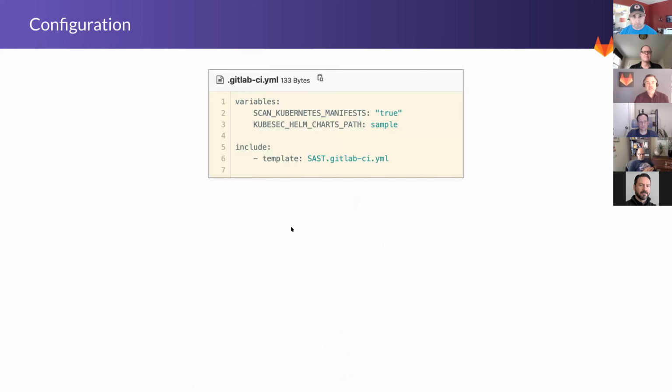Okay, how do you use it? GitLab CI YAML, obviously. You do have to include your SAST template. You have to put in SCAN_KUBERNETES_MANIFESTS true. I actually had to ask on Slack how to do that, because I wasn't getting it to scan. And in my particular project, I have my Helm charts in a subfolder called sample.